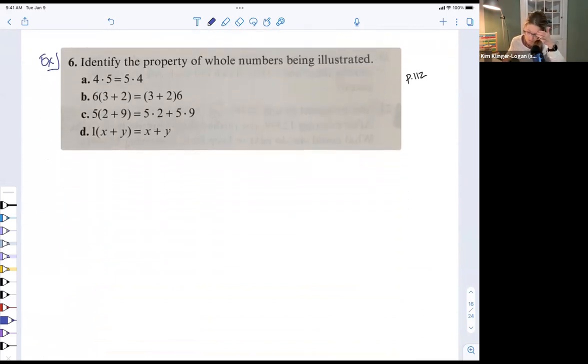In this example on page 112, we want to identify the whole number property being illustrated. So this first example, we have 4 times 5 is equal to 5 times 4. This is that multiplication is commutative.